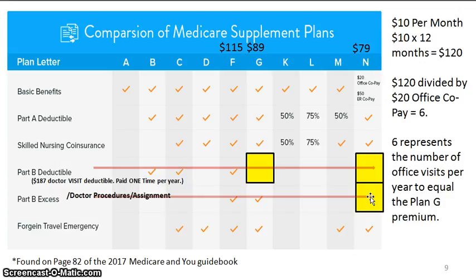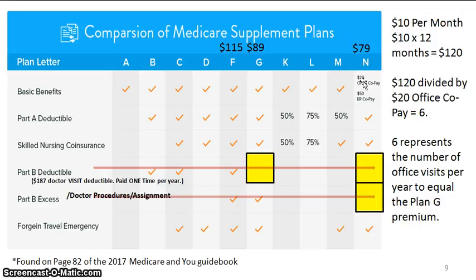Now, there is one other small little difference in that N plan, and you can see it up here on the top. It's a $20 office copay. So every time you go to the doctor, you're probably going to pay a $20 out-of-pocket copay for that. So if you're the type of person that goes to the doctor one time per year, the N plan would be worth it as long as you're comfortable with asking the doctor about the excess charges.